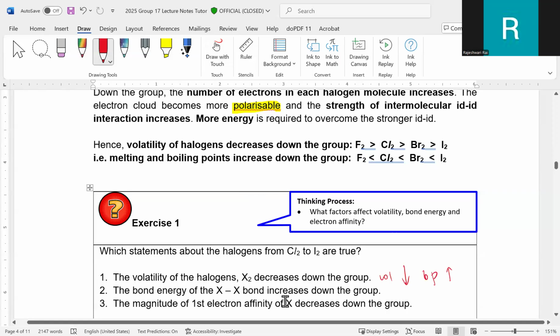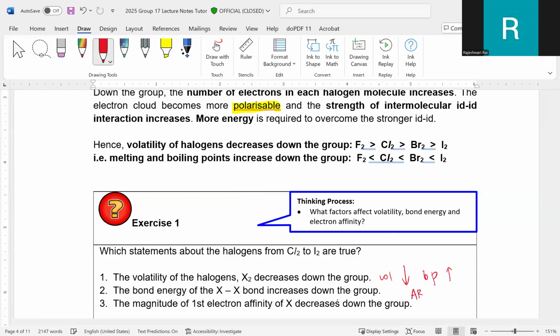The bond energy of the XX bond increases down the group. We know that the atomic radius is increasing down the group. The effective overlap between the orbitals is going to decrease, and so the bond energy will decrease. So statement 1 is true, statement 2 is not.